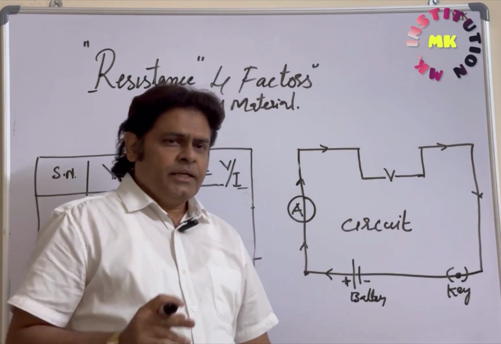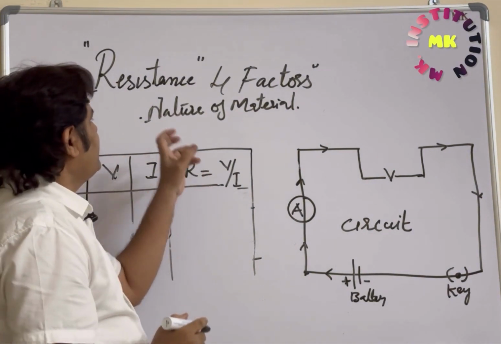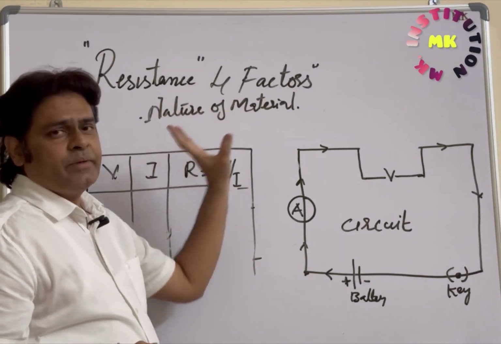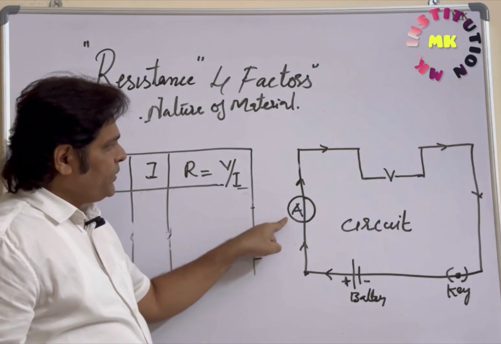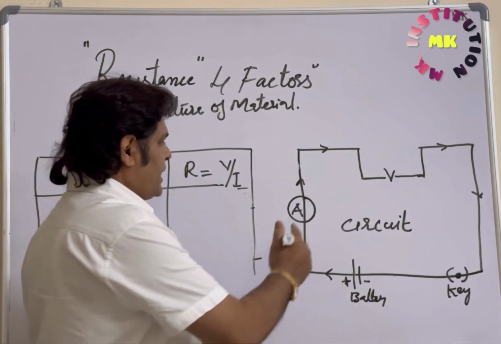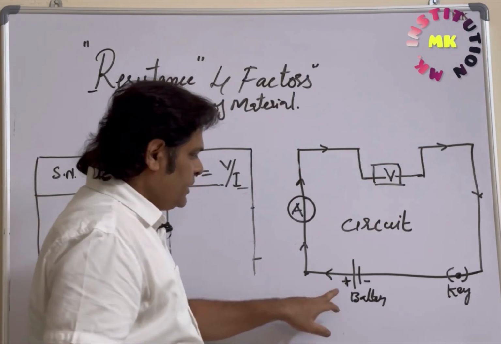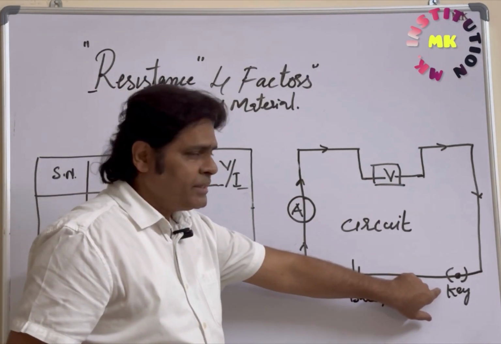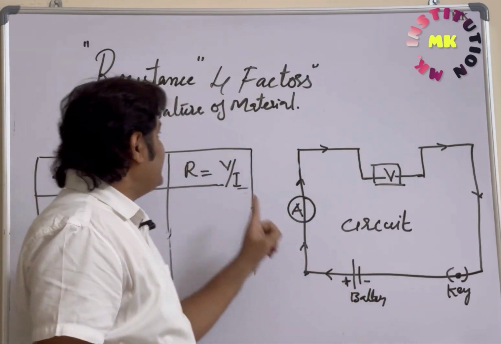Second activity. In this activity, same thing, aim. What aim do you have to write? To show that the resistance depends upon the nature of material. Requirements. What are the requirements? Ammeter, voltmeter. This is the ammeter and this is the voltmeter. Battery, switch key, insulated wire, and the nature of material.